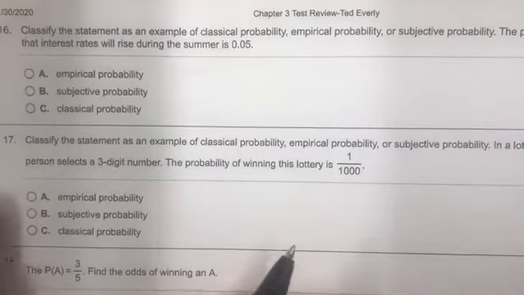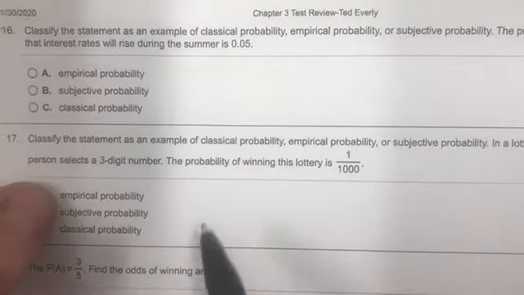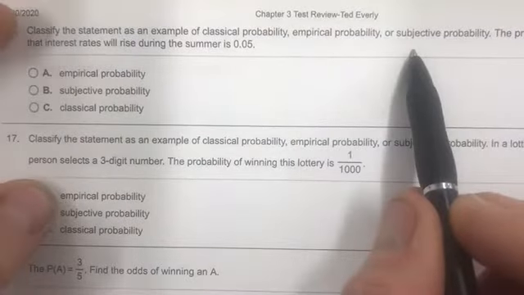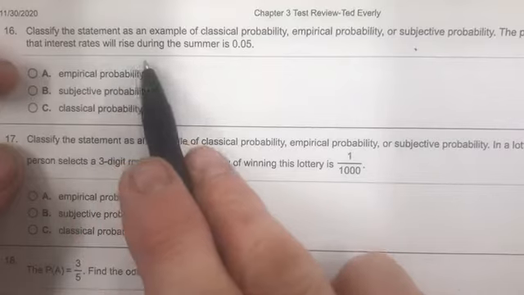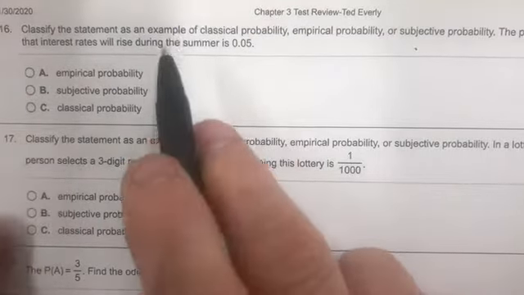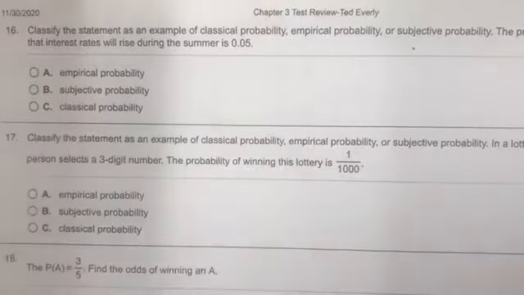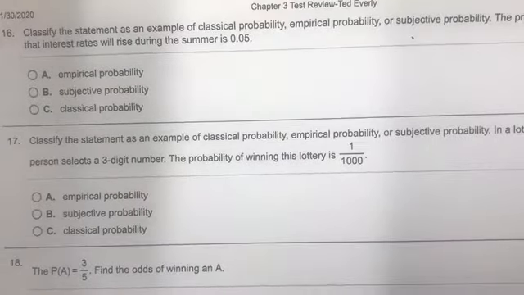Number 16. Classify the statement as an example of classical, empirical, or subjective probability. The probability that interest rates will rise during the summer is 0.05. Let me find my notes here to explain what these are.